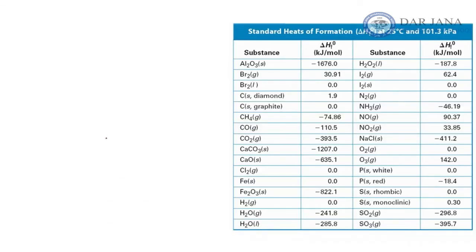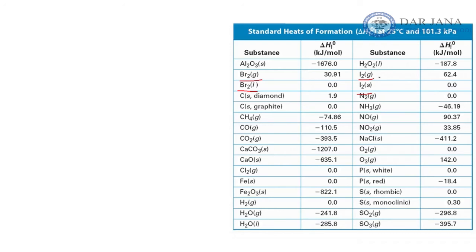This table, guys, shows different substances with their delta H of formation. As you can see here, bromine liquid is not like bromine gas, because the standard state for bromine is 0. The similar thing for iodine. The standard state for iodine is solid. If you change it into a gas, the delta H formation is above 0. And so on. The similar thing for other substances.